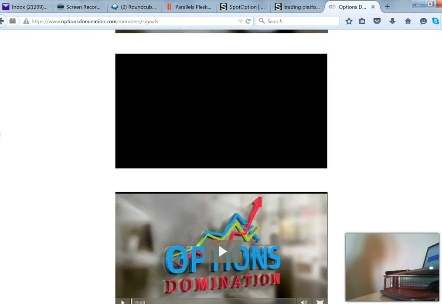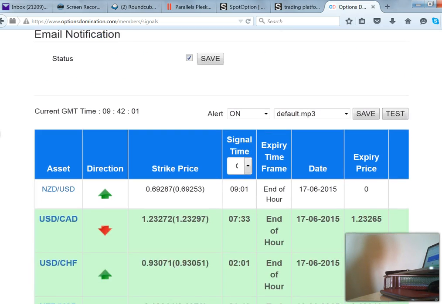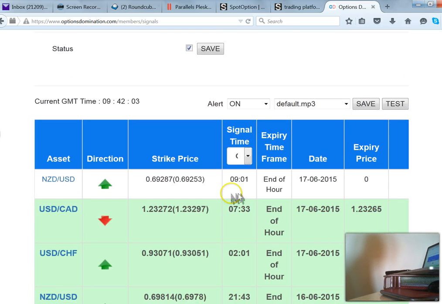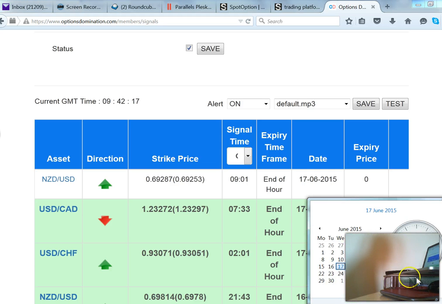A signal came out about 40 minutes ago. It came out about 9:01 GMT, which is basically about 42 or 41 minutes ago. Going by this time, you can see the time here. It's now 10:42. It says 9:01.